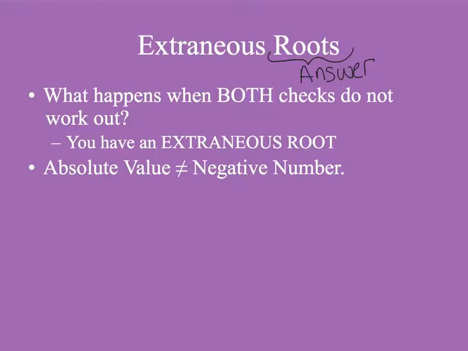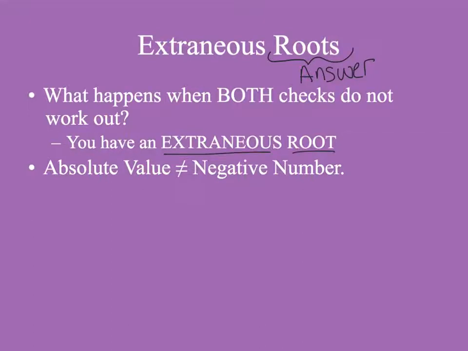We end up with these answers that computationally you did correctly. But when you plug them back into the check, we find out that these numbers don't actually work in the problem. So when both checks do not work out, you have what we call an extraneous root.